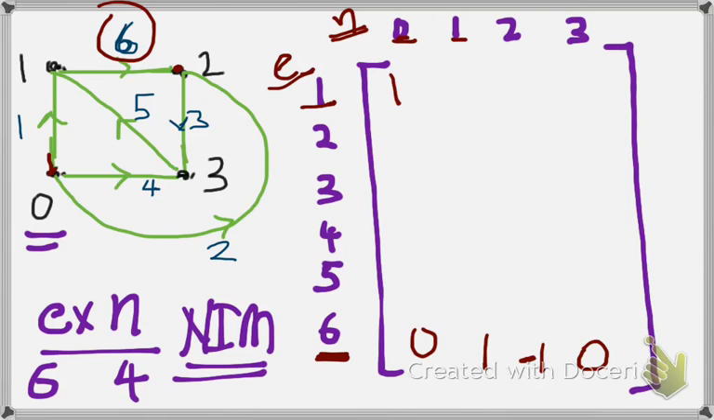Element 1 is touching node 0, so you get a 1 and it's away from it. Element 1 is touching node 1 and it is incident to node 1, so I put a -1. It's not touching 2, it's not touching 3. So now I have filled it up for element 1 and element 6.